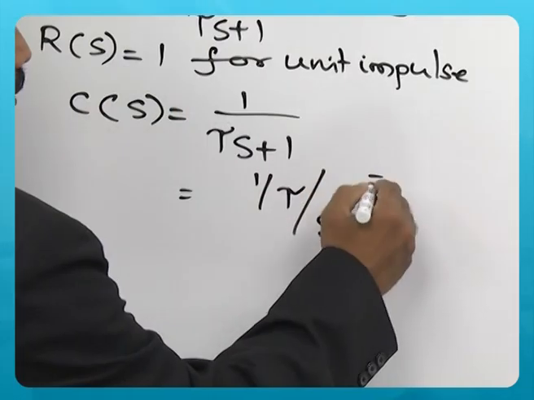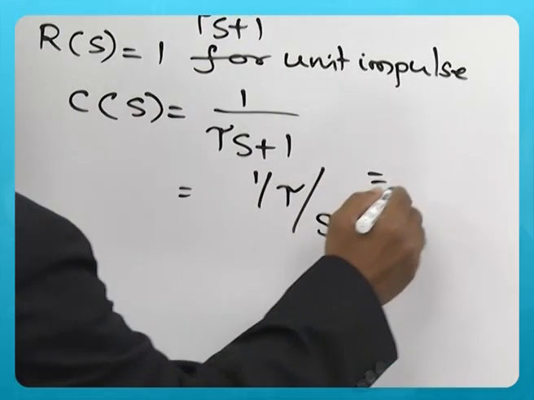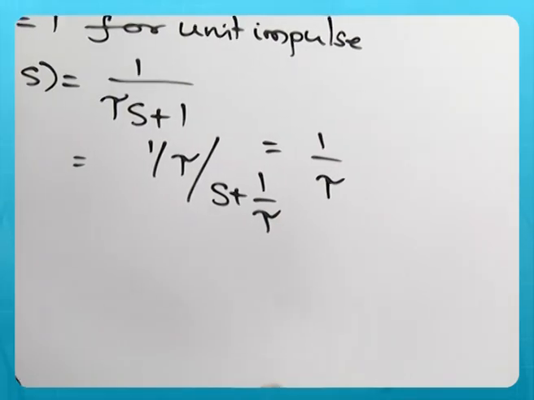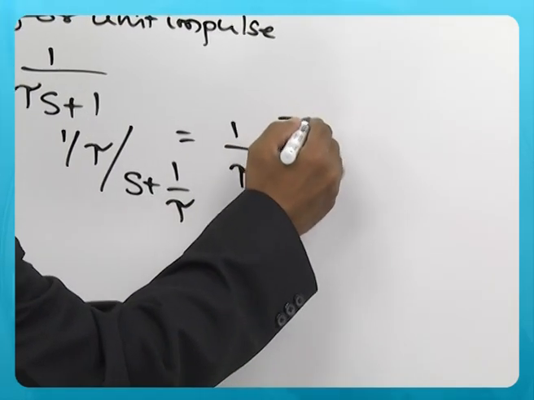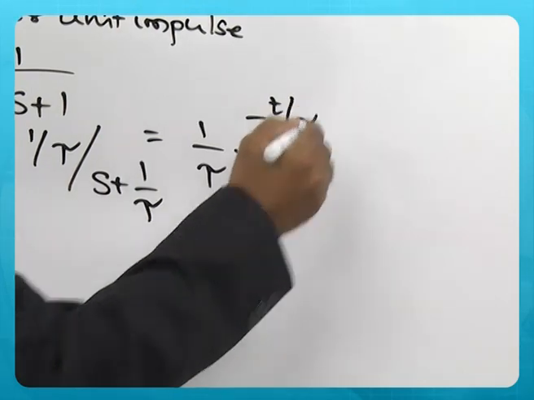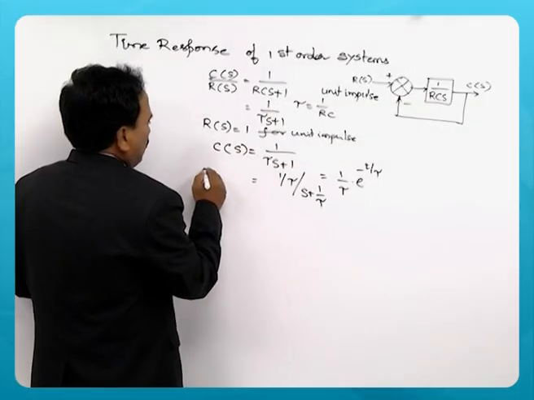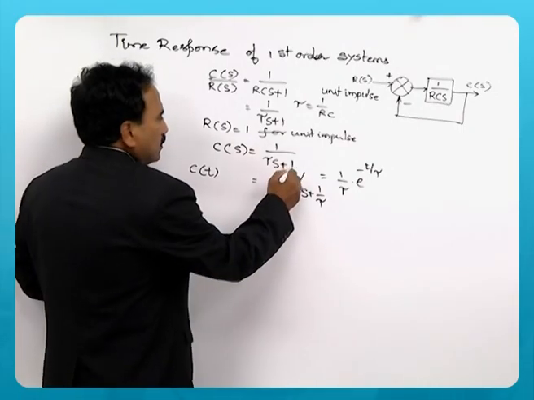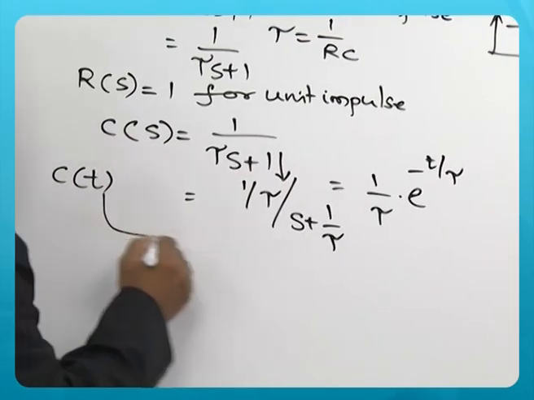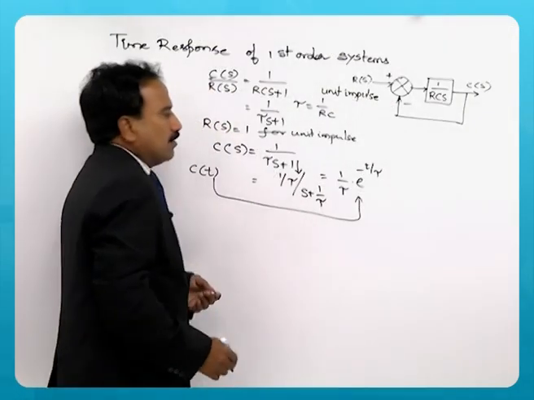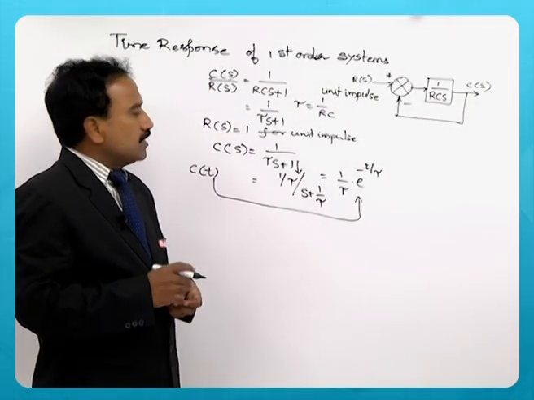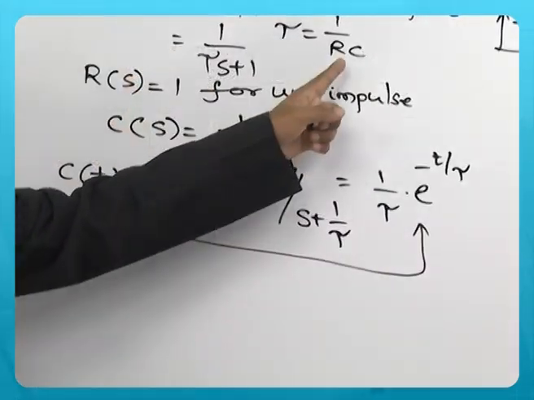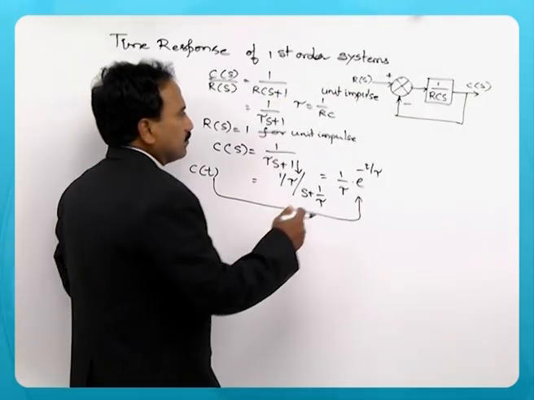So, this is given by (1/tau) e^(-t/tau). So, this is C(s) and C(t) is now (1/tau) e^(-t/tau), where tau is the time constant of the RC circuit.